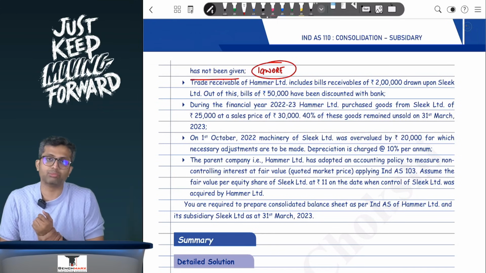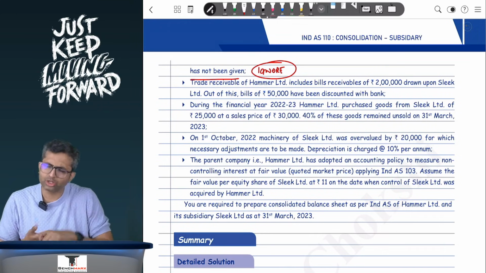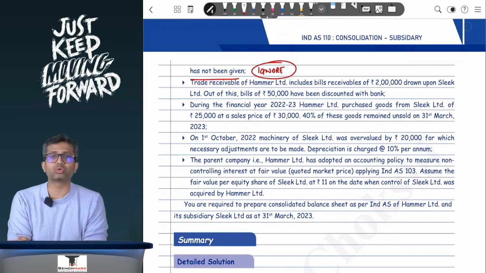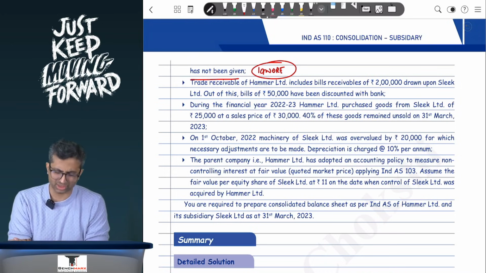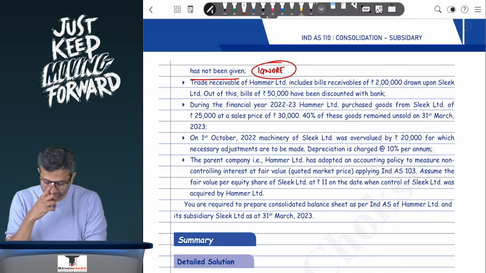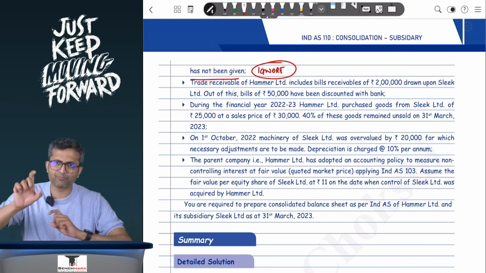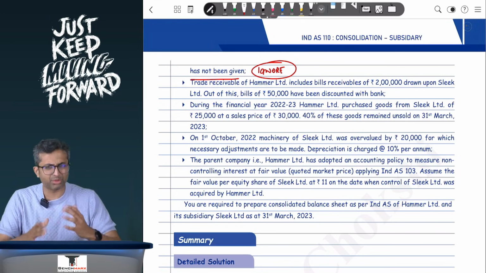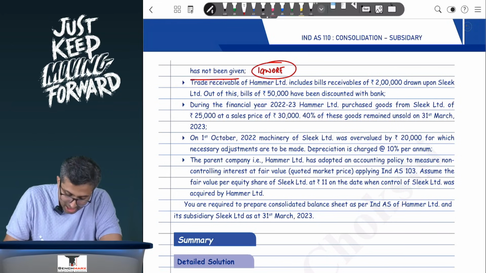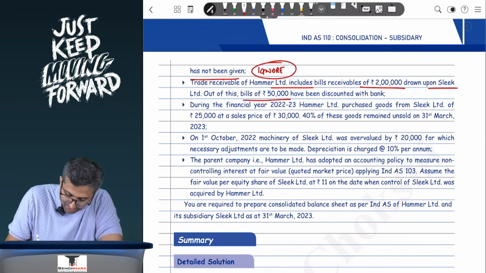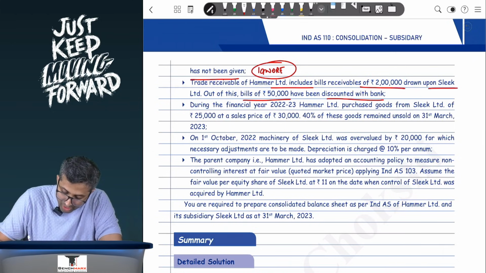Even Institute, I believe, can ignore it, or you can give the effect for bonus and then do the adjustments, though I would prefer to ignore it. I think Institute over here has given the effect for the bonus and done some workings. We have given that in our alternative solution as well, but ignoring bonus is very much possible. It is easier. Trade receivables of Hammer include bills receivable of 2 lakhs drawn upon Sleek. Out of these bills, 50,000 has been discounted with the bank, which means intercompany elimination will be done for the remaining 1,50,000.